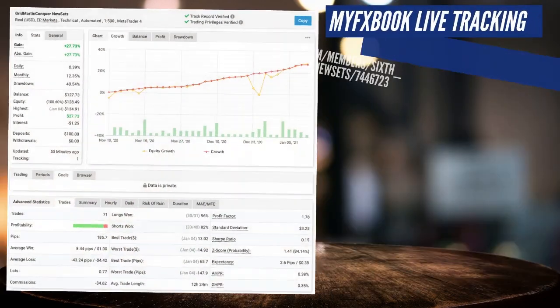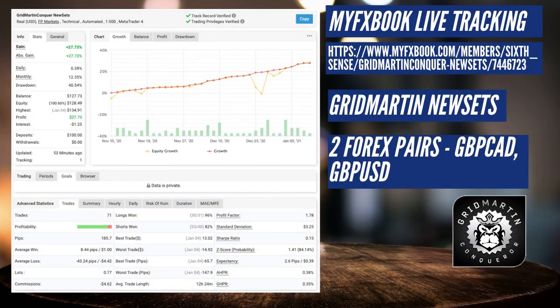Now the author is also tracking this live on MyFXBook, which is always a good sign. He's got 2 accounts. The first account is what I've been talking about, the new sets that he has created. So these are the 2 forex pairs, pound CAD and pound dollar. From November, so only 2 months, it's already made 27%. But you see there the yellow lines are the drawdown. There's been quite a large drawdown, 40%. But considering how much it's returned, the higher the risk you go, the higher the return. You can see it's made 71 trades. It's a 1.78 profit factor. It's won 96% of its long trades and it's won 82% of its short trades.